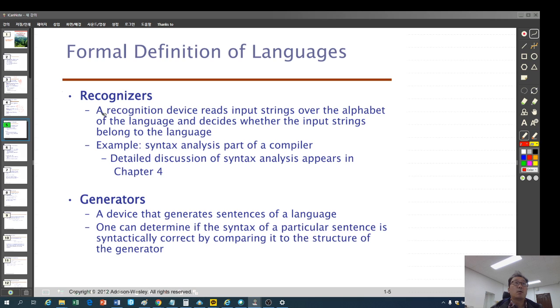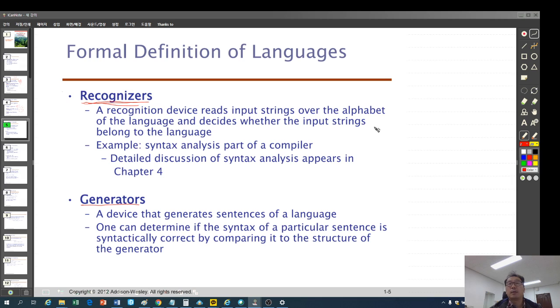So when we define a programming language, we formally define two things. The first one is a language recognizer and the second is a language generator. Okay. So what is the language recognizer?